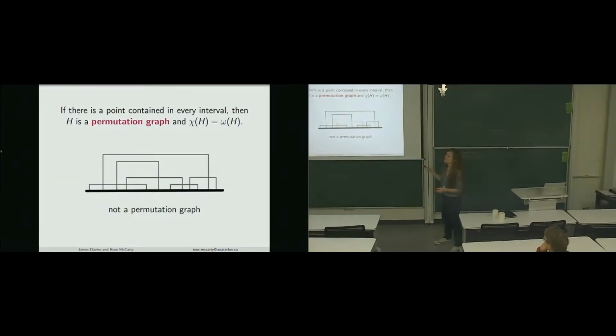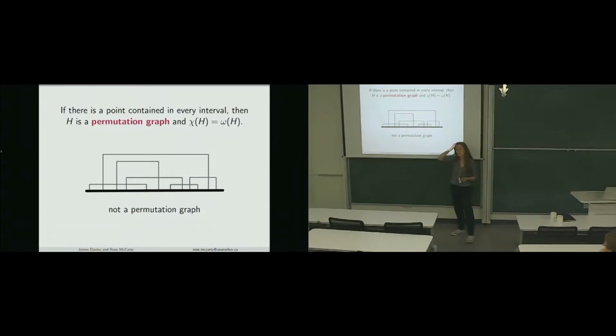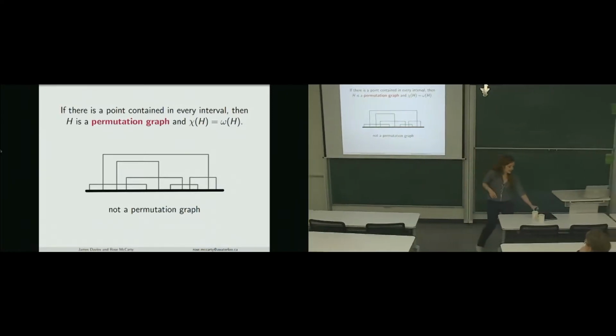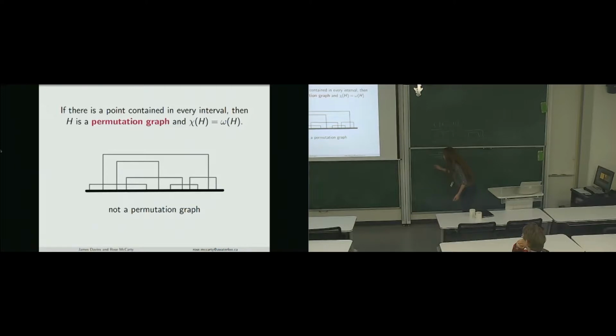Yes, that's not the usual definition, but it is equivalent. So here's an example of something that isn't a permutation graph. Again, it depends on the representation. As in, an independent set, for instance, is a permutation graph because you could draw it so that all of the chords contain a single point.